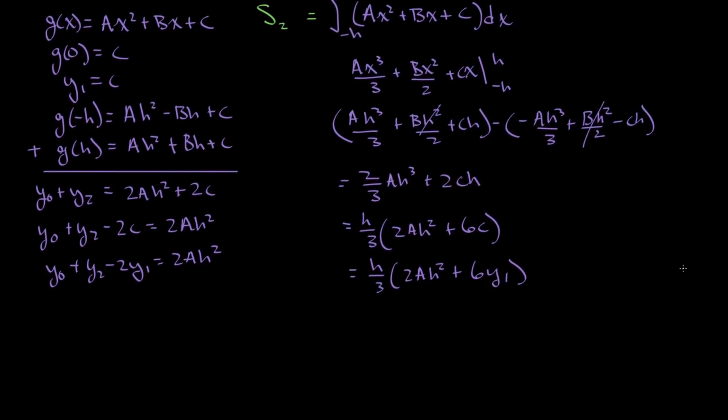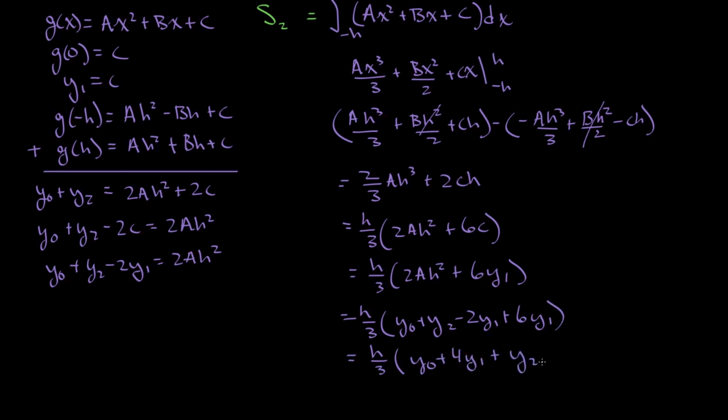We're getting very close. So this is equal to h over 3 times, and then we said 2ah squared is all of this. So that's y naught plus y sub 2 minus 2 times y sub 1, and then plus 6 times y sub 1. And then we can further simplify. So this is h over 3 times y naught plus 4 times y sub 1, and then plus y sub 2. And ladies and gentlemen, that is exactly what we wanted.